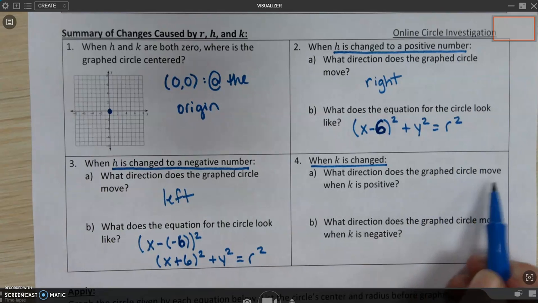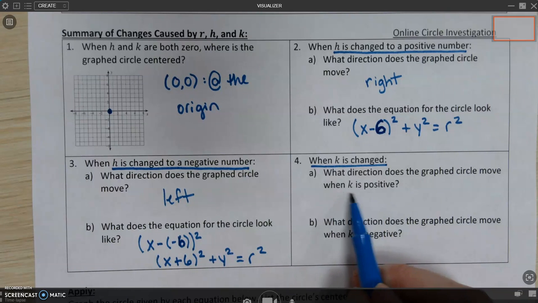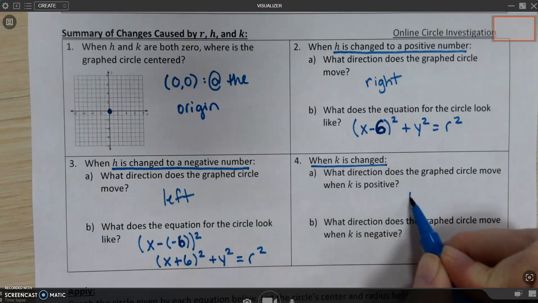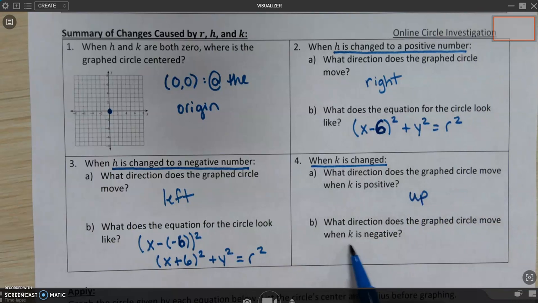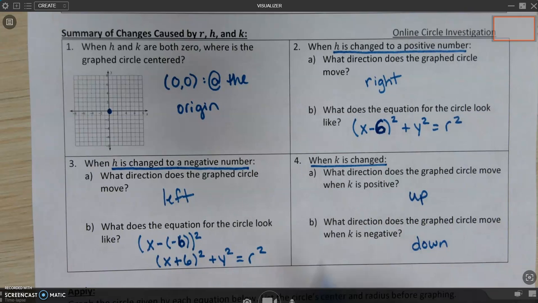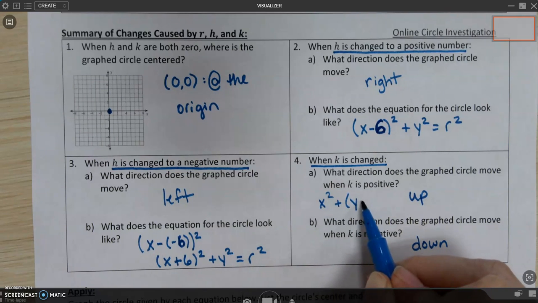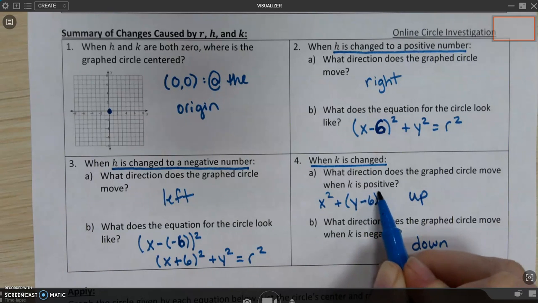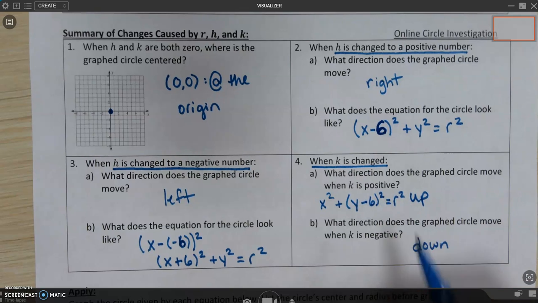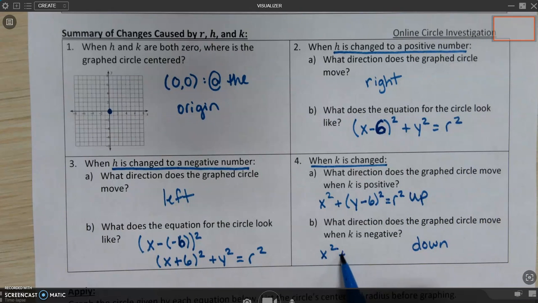When the graphed circle is dealing with a positive k, we're going to be moving up. And when we have a negative k, we're going to be moving down. But we're going to end up then with equations where it looks the opposite. So if we moved up 6, it's going to look like a minus 6 in that equation. And if we moved down 6, it's going to look like a positive 6 in that equation.